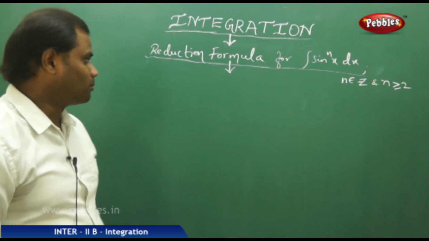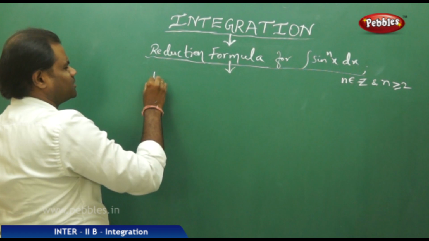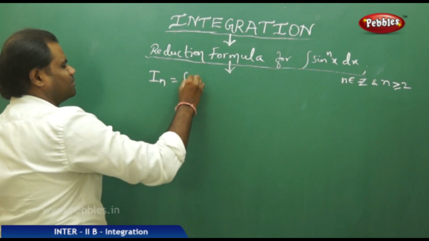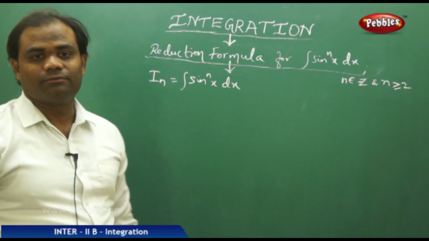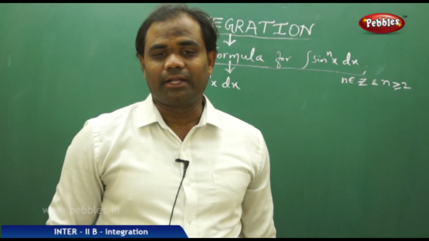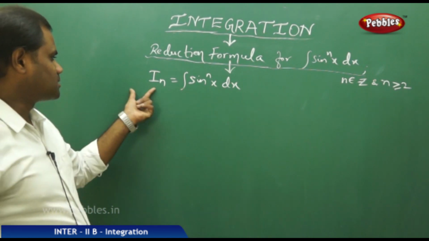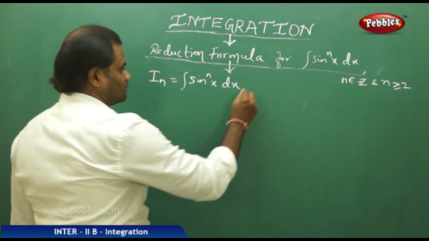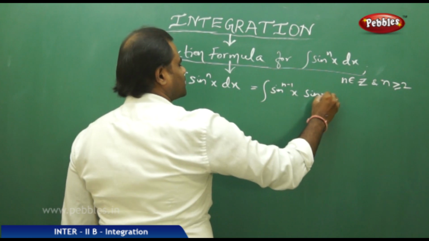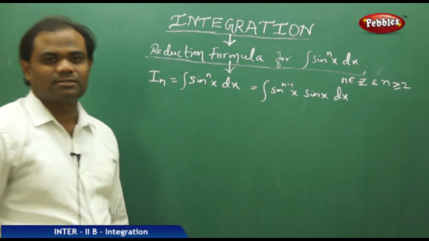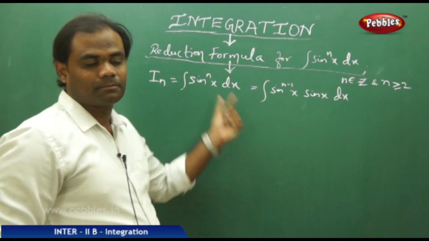Now let's see the reduction formula for sine power nx. That is, if I take the integral of sine power nx as In, then this reduces to a continuous reduction which can be helpful in finding the integral of sine power nx for larger values of n. So the integral of sine power nx dx is assumed as In, and then sine power nx can be written as sine power n minus 1 x into sine x using the laws of indices: a power m times a power n is a power m plus n.